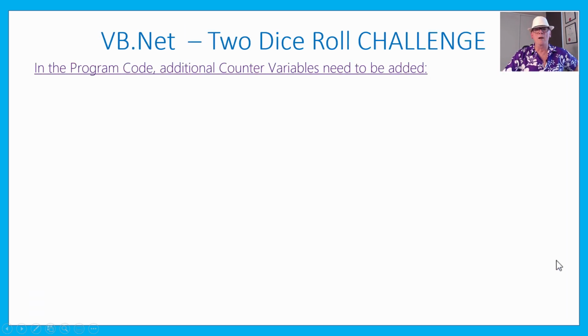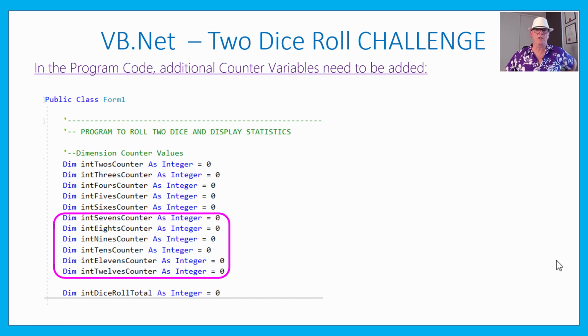All right, now in the program code, we need some additional counter variables. So we had a counter for ones, which we don't need anymore, but we need counters to add up twos, add to 3, add to 4, 5 or 6, and you need to add these ones as well. We can get totals of 7, 8, 9, 10, 11 and 12.